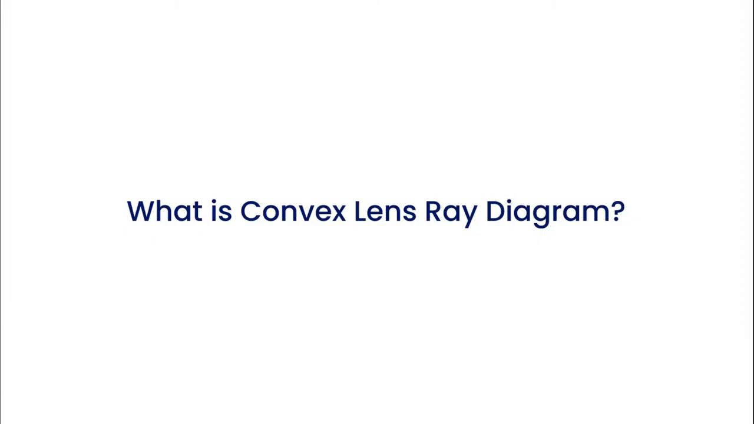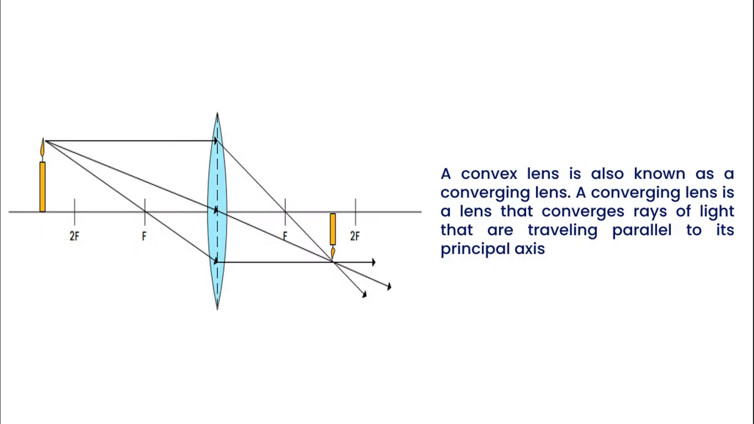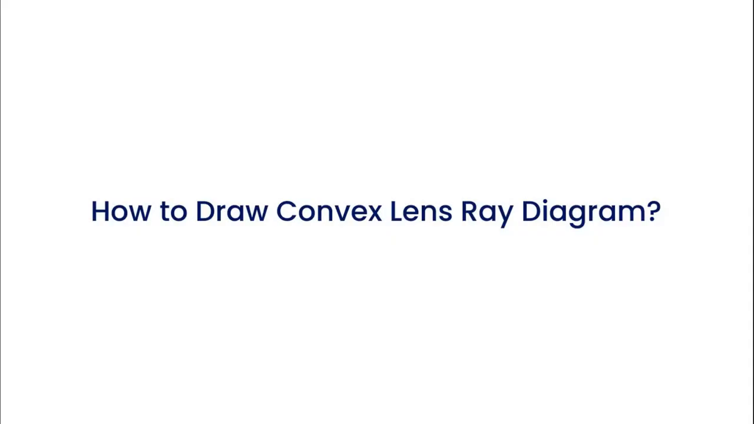Let's begin with understanding what a convex lens ray diagram is. A convex lens is also known as a converging lens. A converging lens is a lens that converges rays of light that are traveling parallel to its principal axis. Now let's learn how to draw a convex ray diagram.